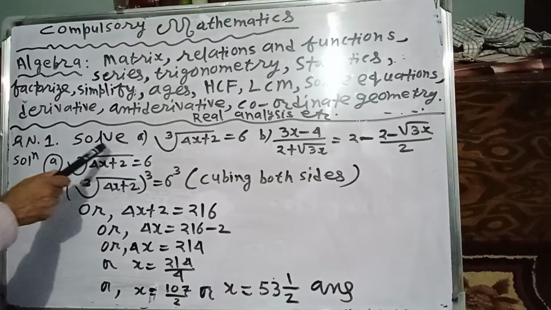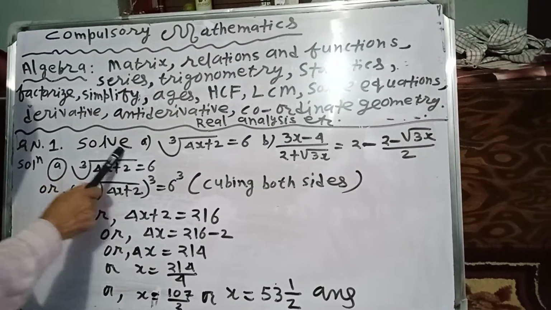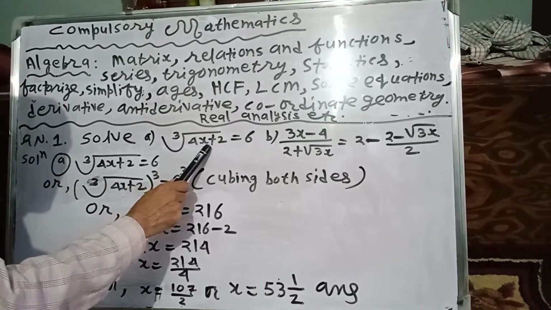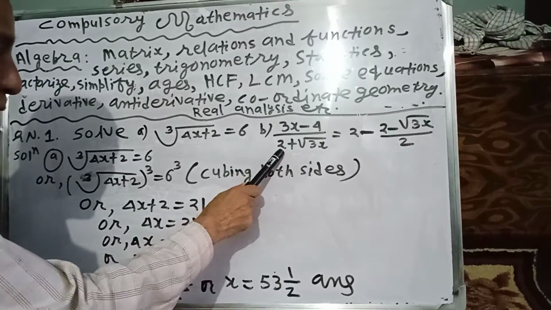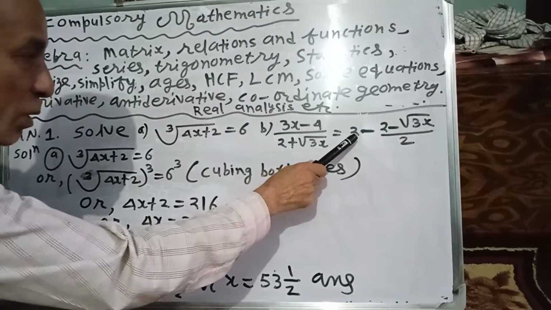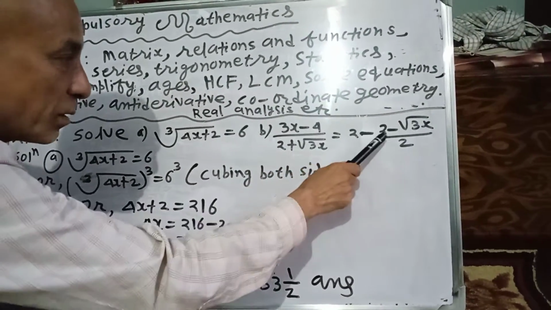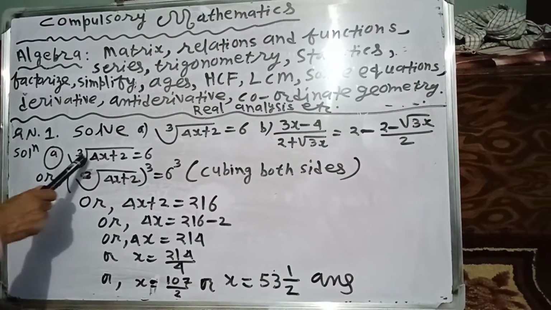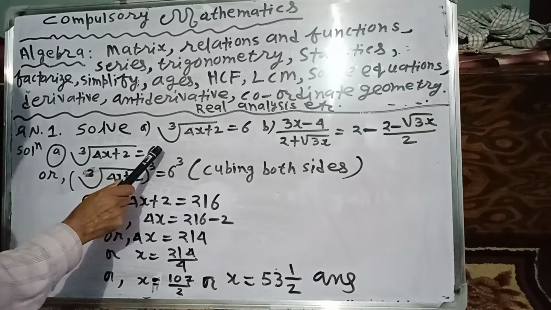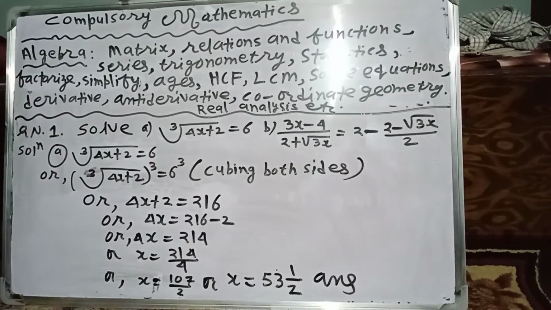Question number 1, very simple question. Solve: A, cube root of 4x plus 2 equals 6. B, (3x minus 4) by 2 plus root 3x equals 2 minus root 3x by 2. Starting with A, cube root of 4x plus 2 equals 6. There is a cube root.